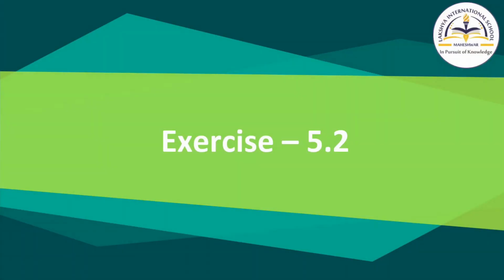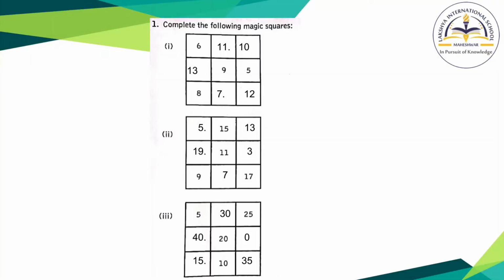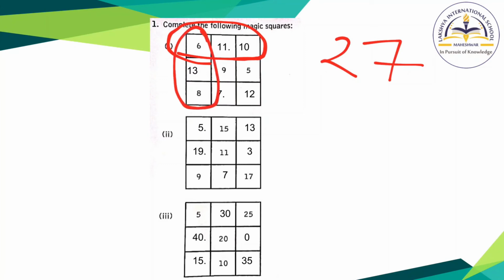Now on the basis of this we will solve exercise number 5.2. Question number 1, complete the following magic square. Now here you can see the numbers are given here. Now you have to put the numbers so that the horizontal or vertical sum is the same. So 6 plus 11 plus 10, you will get 27. Now 6 plus 13, that is 19. 19 plus 8, again 27. Now you can check diagonal also, you will get 27. So like this you have to arrange the numbers.